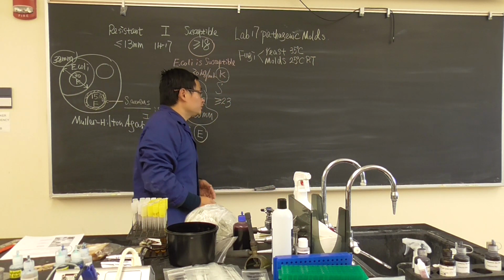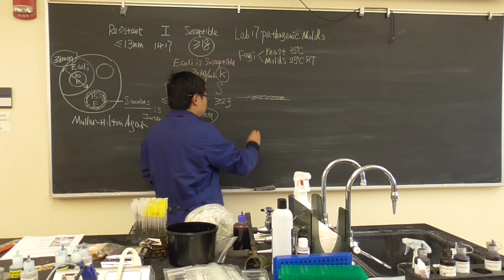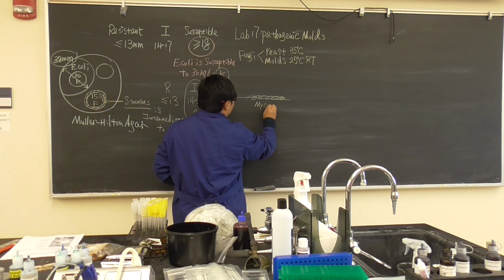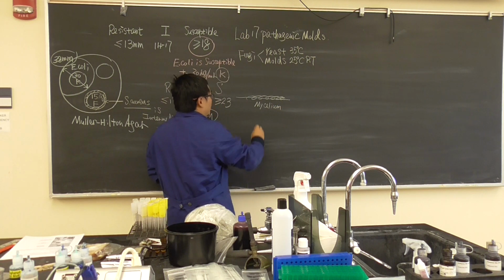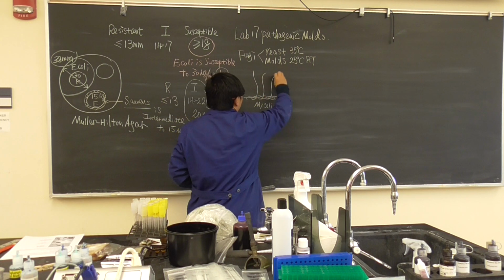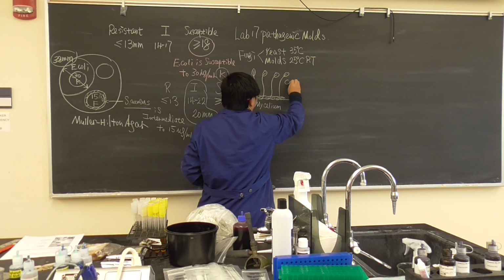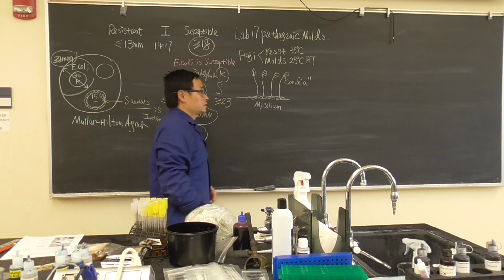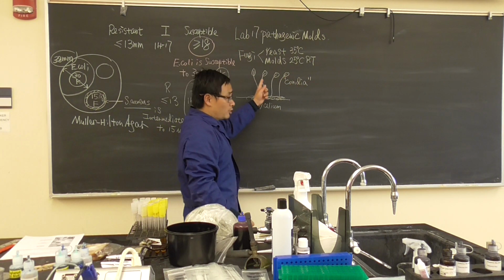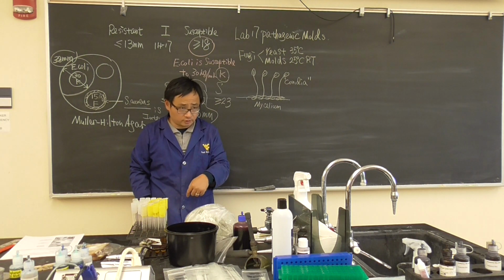Now, basically what a fungus looks like. Fungi have a very fuzzy base. This is called a mycelium, M-Y-C-E-L-I-U-M. And then a spore comes out. Okay, that's called a conidia. This spore will be released into the air, and you may inhale it.